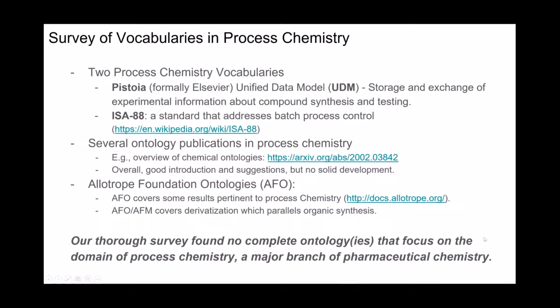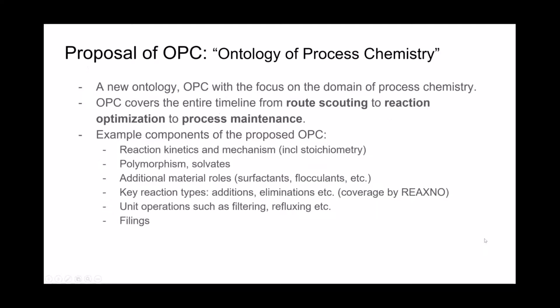of pharmaceutical chemistry. So in the end, Wes and I have discussed a lot. And we would like to propose something called OPC, which is Ontology of Process Chemistry. So PCO has been taken for another namespace. So we just want to be different. So we call it OPC. So we would like to think it's a new ontology with a focus on the domain of process chemistry.